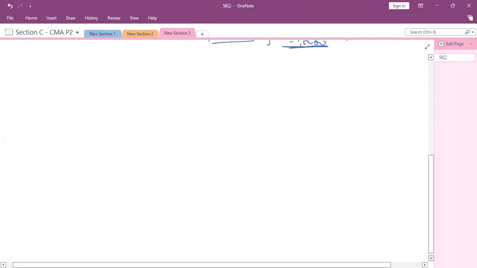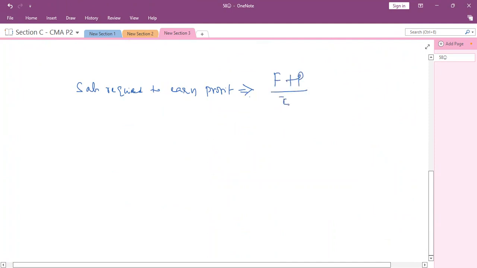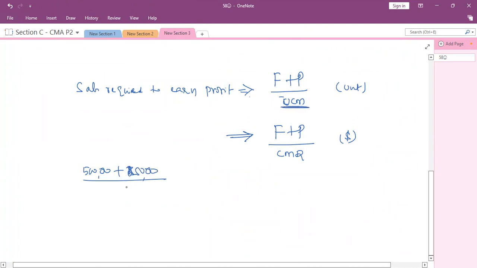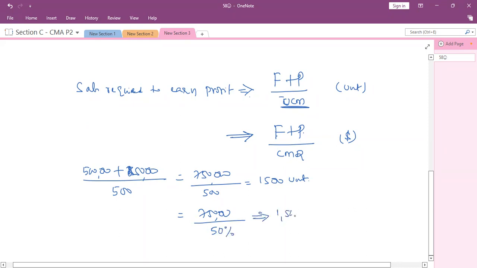And I'm giving now the formula. Sales required to earn profit is equal to fixed cost plus profit by unit contribution margin in units, or fixed cost plus profit by contribution margin ratio in dollars. Now substitute. Fixed cost is 500,000. Profit is 250,000. Unit contribution margin is 500. 750,000 divided by 500 is 1500 units. Or 750,000, fixed cost plus profit, by contribution margin ratio directly given 50%: 1,500,000. This is the answer.